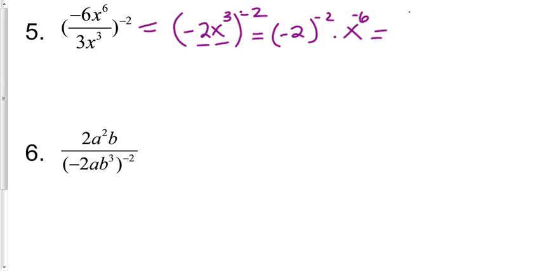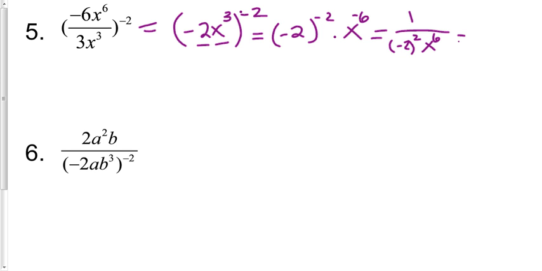1 over -2 in parentheses squared becomes a positive 2 power. I'm putting it in the denominator, and x to the positive 6 power. So anytime you want to get rid of a negative exponent, you can rewrite it as a fraction by putting those in the denominator. So -2 to the positive 2nd power, x to the positive 6 power, and you just put a 1 on top.